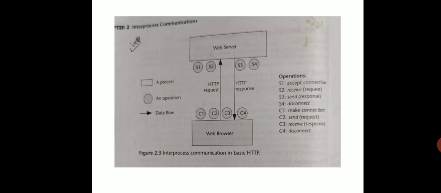So here is how the interprocess communication is done in the web browser and web server. See, web server and web browser. See the operations. S1 at the web server side, S1 accepts the connection, S2 it receives the request, S3 it sends the response to the web browser, and S4 is disconnect. And from the web browser side, C1 makes the connection, C2 sends the request, C3 receives the response from the web server, C4 disconnect. Okay.